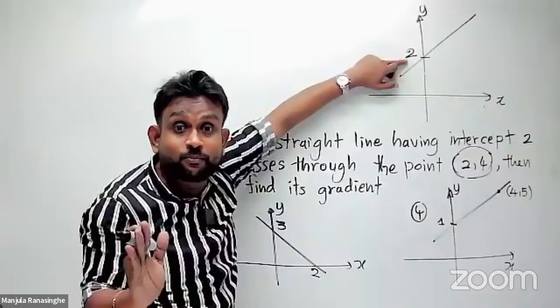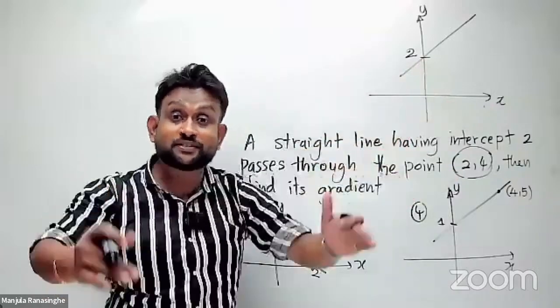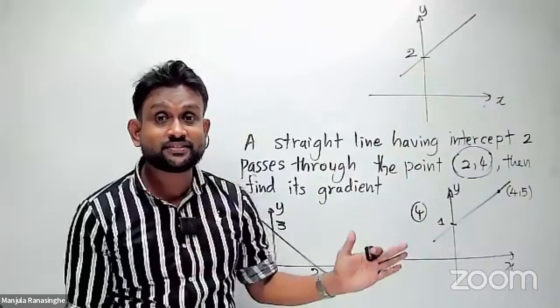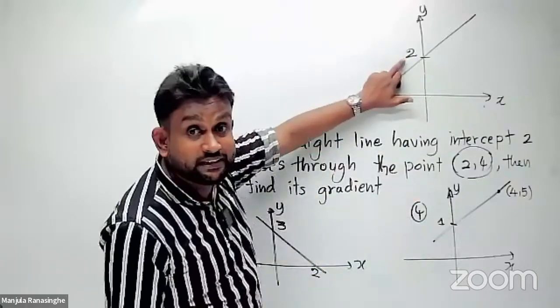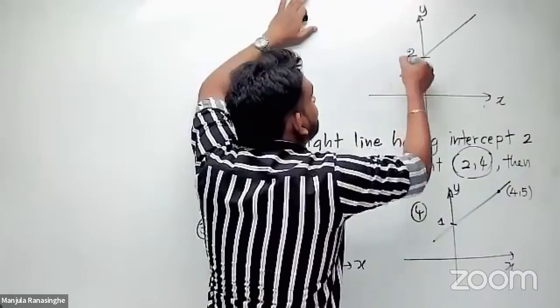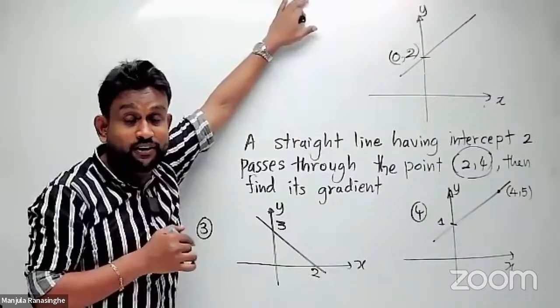Then at the intercept, that means the y cut-in value. So at the y cut-in value, what is the x coordinate? Always 0. On the y-axis, x coordinate is 0. Then here y intercept is 2, then y cutting 2. Then what about its x coordinate? Always 0. That's the point you need to remember.